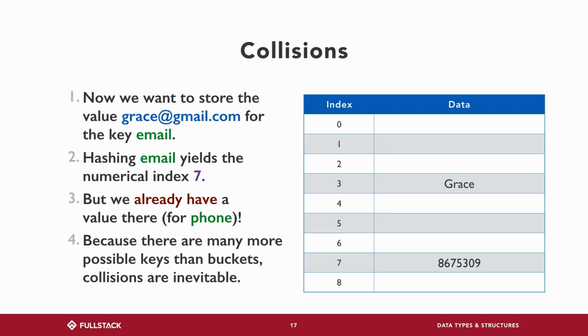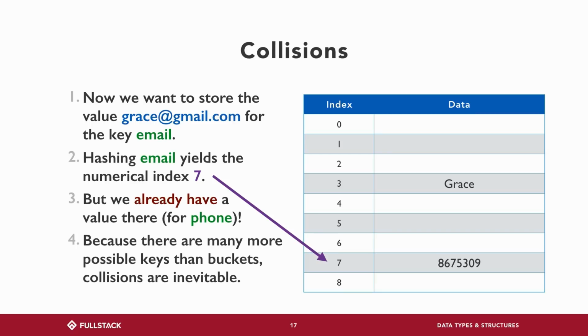Say, for example, we now want to store our contact's email. So say we have the value grace@gmail.com for the key email. Let's say that we hash the string email, and that also yields the numerical index 7. But we already have a value there for phone. And this is because there are many more possible keys than there are buckets in our array. So a collision with a contiguous array of this size is inevitable.